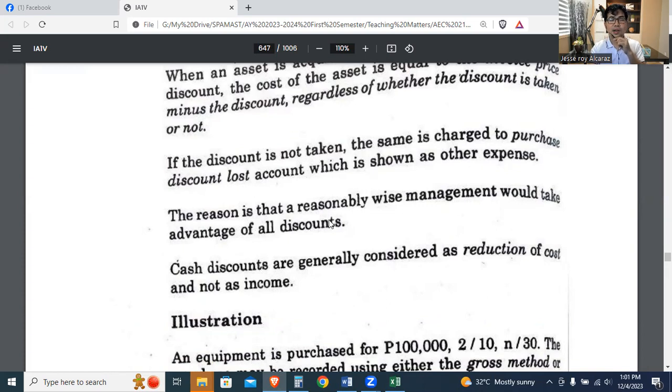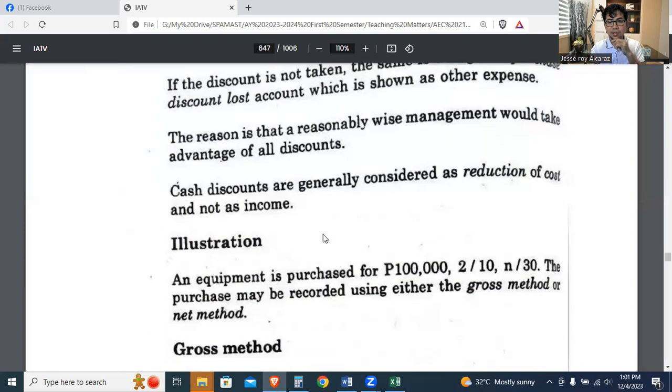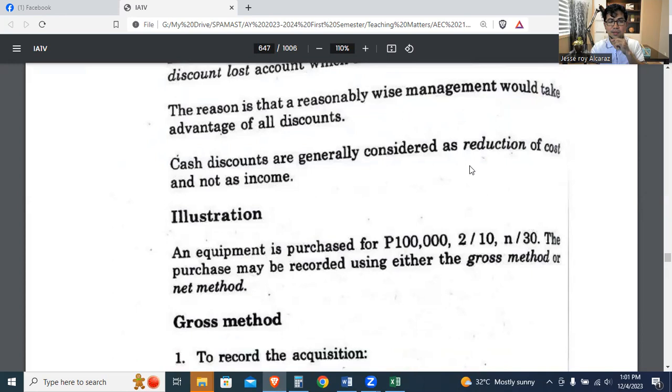So if the discount cannot be availed, it means there is a shortcoming in terms of our management of our payables. So cash discounts are generally considered a reduction of cost and not as income. Take note, reduction of cost and not as income.